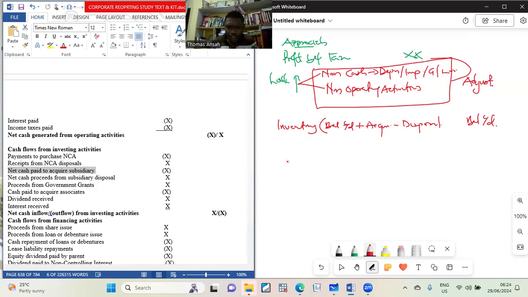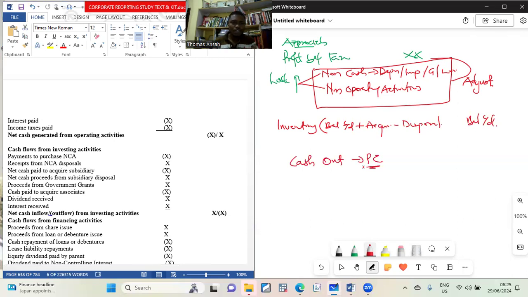Watch this. If I am buying a subsidiary, I'm going to pay cash, so cash will go out for the purchase consideration. But watch it: the subsidiary you went to buy might have some cash inside it, which you are bringing into your own. That is what we call the net cash flow. So you have to compare your purchase consideration, which is cash, to the cash you are also bringing in. The net of it can be an inflow or an outflow.